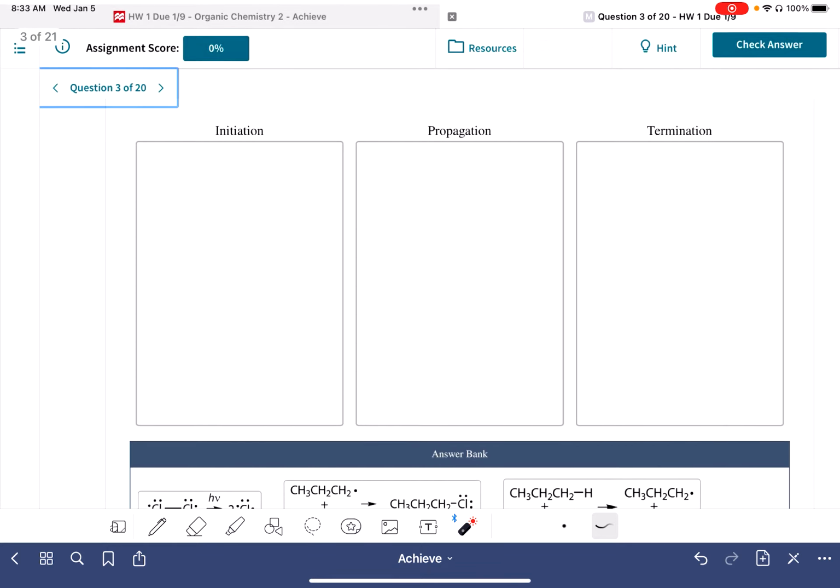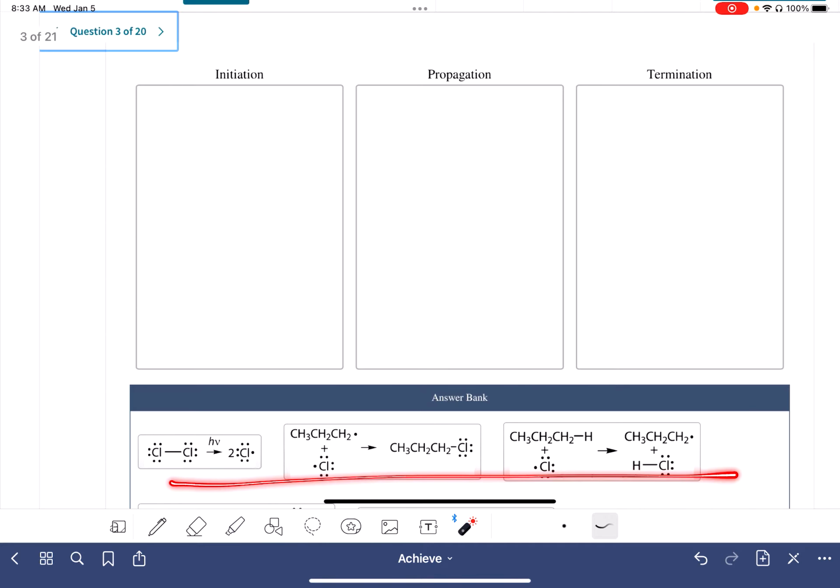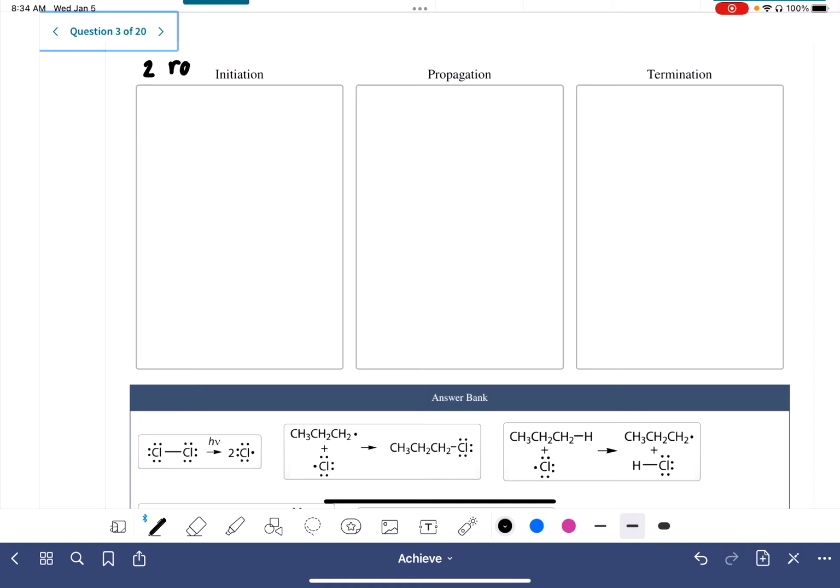Question number 3 is giving you a set of reactions. There's more than what I'm showing here, or steps in reactions. And it's asking you to classify them as initiation, propagation, or termination. An initiation step is one where you have 2 radicals that are reacting together. I'm saying that backwards. An initiation step is when you have a non-radical and it turns into 2 radicals.